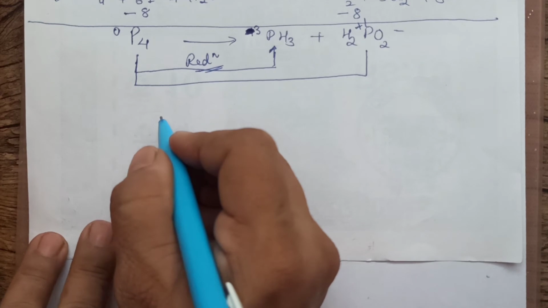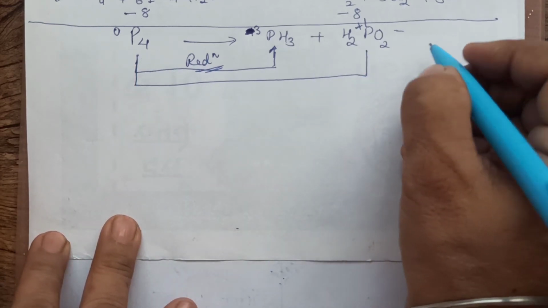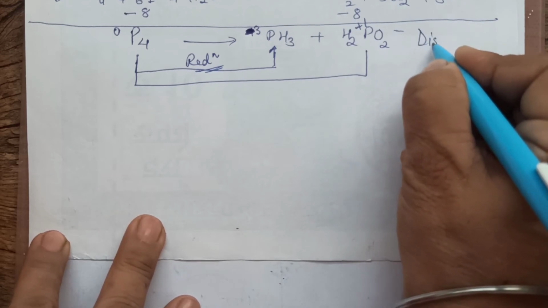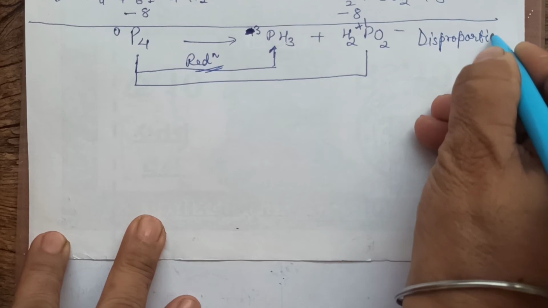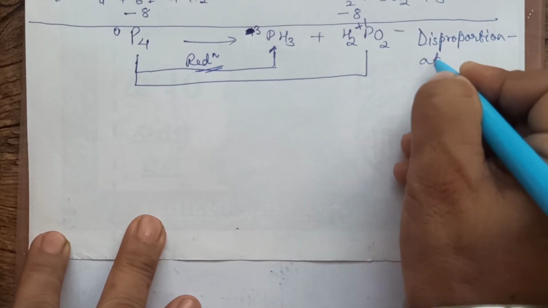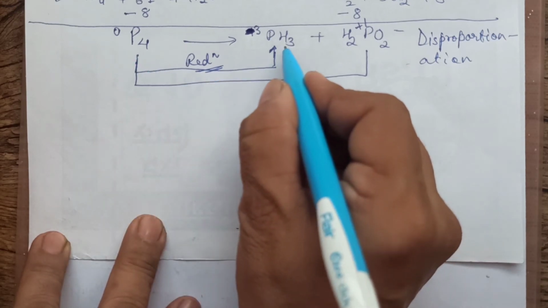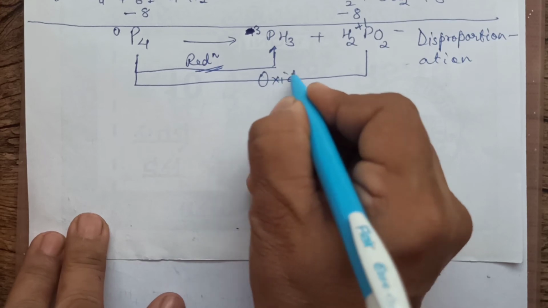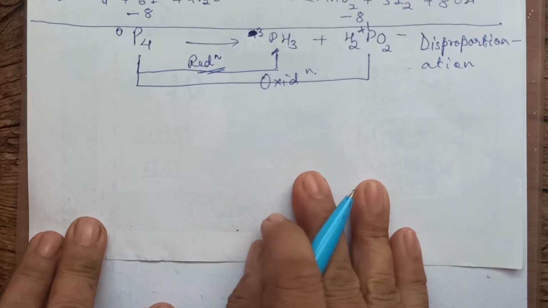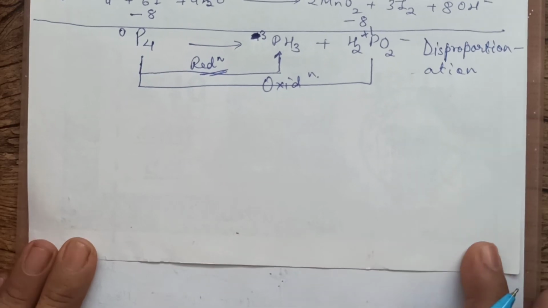So now what we will do is, the same element undergoing oxidation and reduction. We will study in the types of reactions. This reaction is called disproportionation. Disproportionation reaction: when the same element is undergoing oxidation and reduction. So such reactions are called disproportionation. Right? It is also a type of redox reaction only.